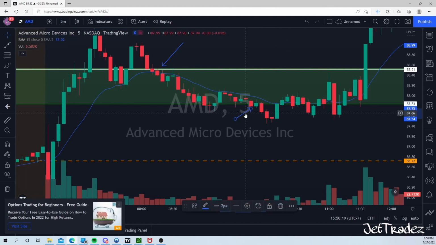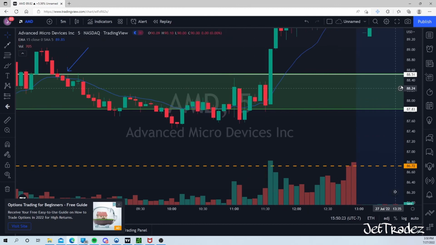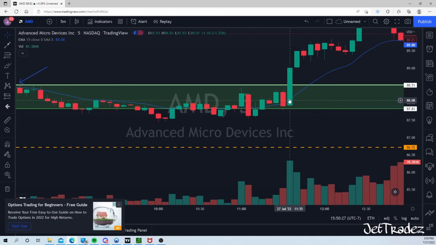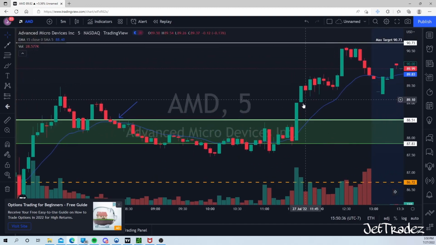So I just held. I didn't even get into any entries. I waited, and then obviously we had FOMC today. I wanted to see that breakout above 88.51, but you can see this big green candle that came in, right? I was like, oh, it looked good. I wanted to come in, but I was still waiting for Powell to say anything.